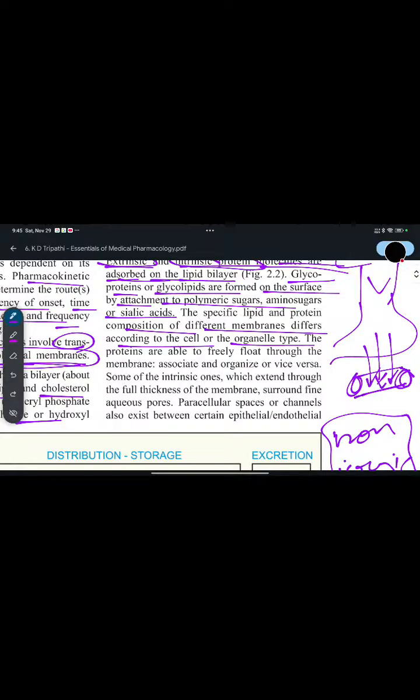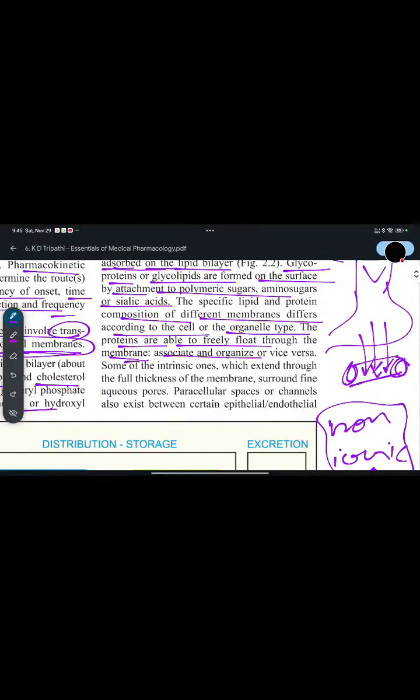Next, the proteins are able to freely float through the membrane and associate, and that leads to bilateral movement. You have to remember that the membrane proteins associate and organize, or vice versa. They freely float through the membrane and associate vice versa, and that is bilateral movement you will see.